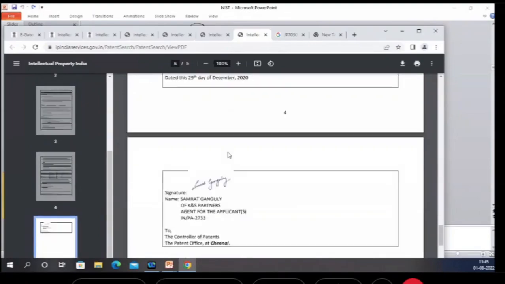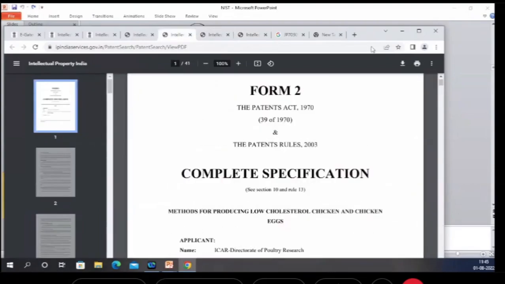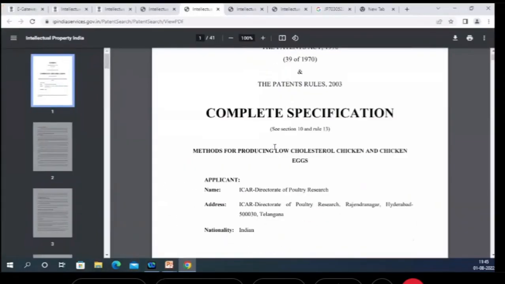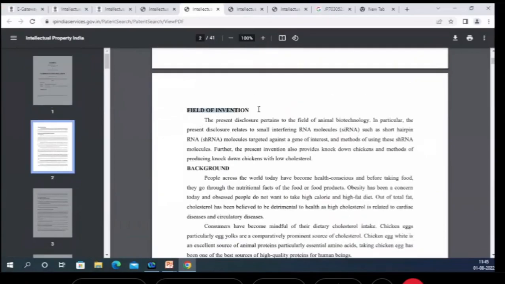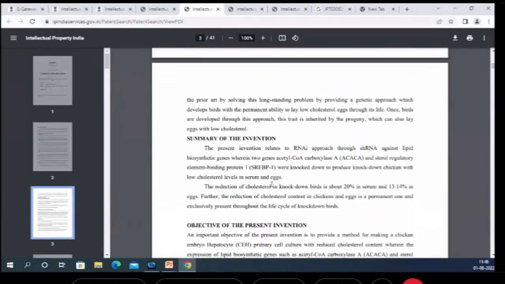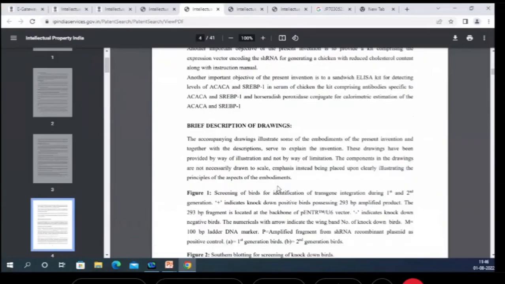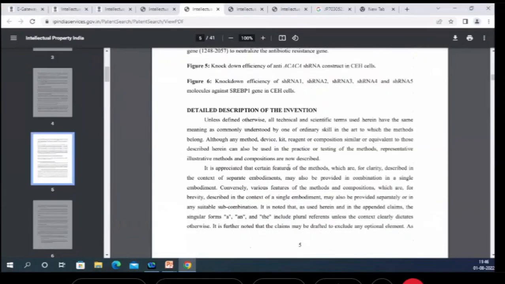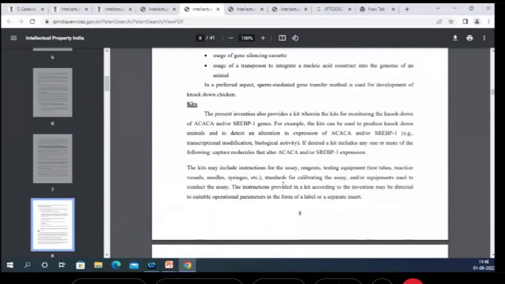Okay, so now let's go to form 2. This is the most vital form of all the forms, because it is the complete specification. It consists of all the data. So here you can see, this is the title of the invention, this is the complete specification, this is the applicant, and this is the field of the invention. So form 2 consists of the field of the invention, background, then summary of the invention, objective of the present invention, then the brief description of the drawings, then all the data, that means the detailed description of the invention, and the last part of the description of form 2 is claims.